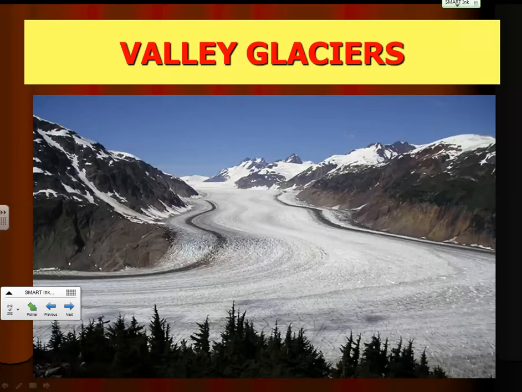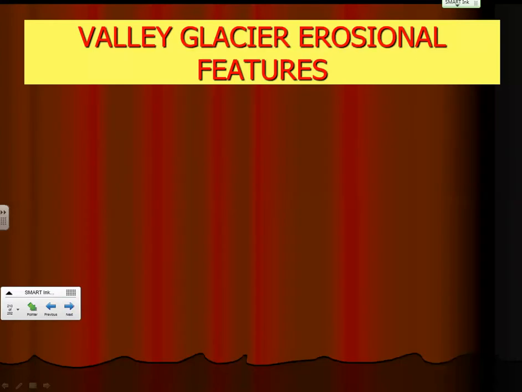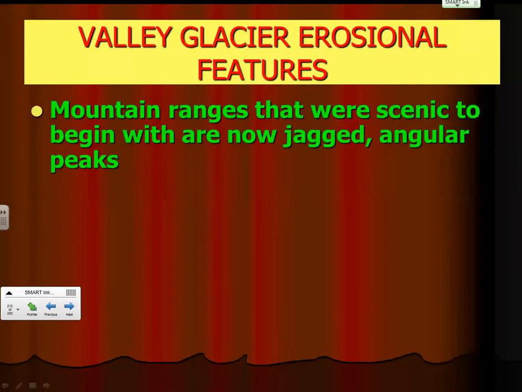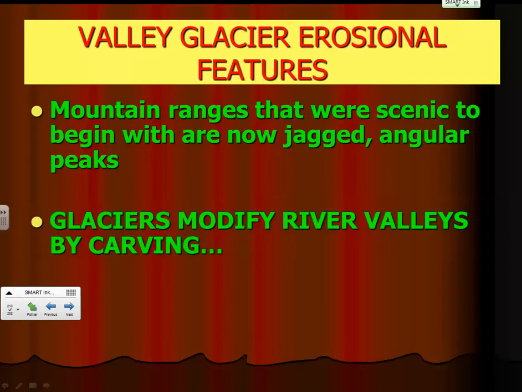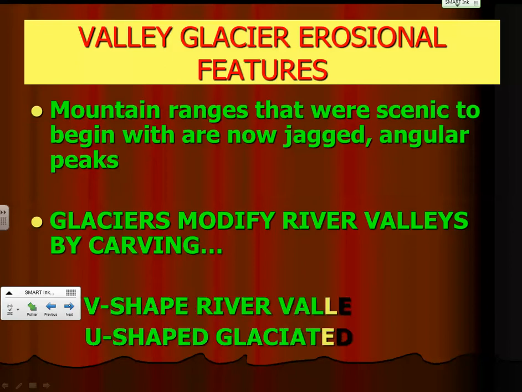All right, let's focus on valley glaciers. These are also called alpine glaciers. Some erosional features: mountain ranges that were scenic to begin with are now jagged, angular peaks. They're even more scenic in my opinion, but it really does change the shape, as we'll see in some photographs coming up. The glaciers modify river valleys, and they carve out, from V-shaped river valleys, U-shaped glaciated valleys. Some of these U-shapes are pretty impressive.